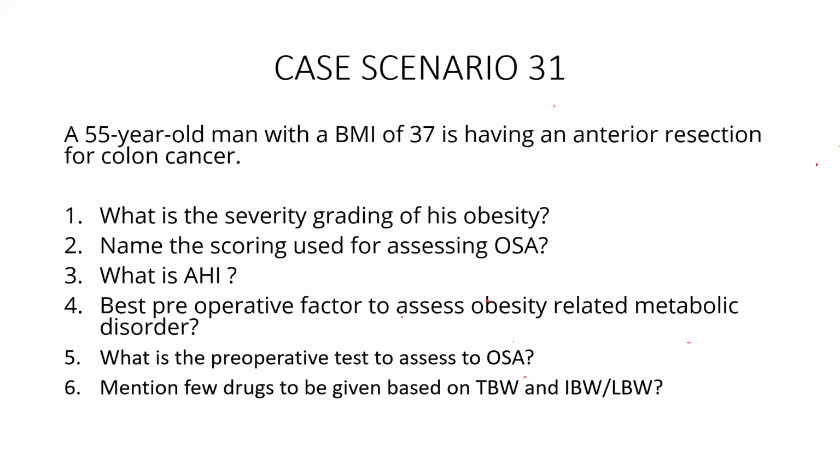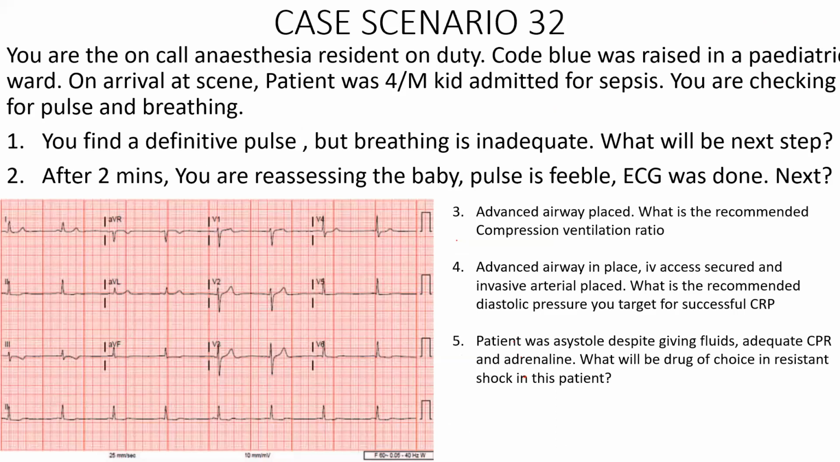Sir, where is predicted body weight used? Predicted body weight is used when you are using the lung protective ventilatory strategy. The predicted body weight is same as ideal body weight, right, sir? There will be a subtle difference, just 5 to 7 kilogram, but never bother about those things. Instead of giving 300, if you give 350, the patient is not going to die. Don't worry.